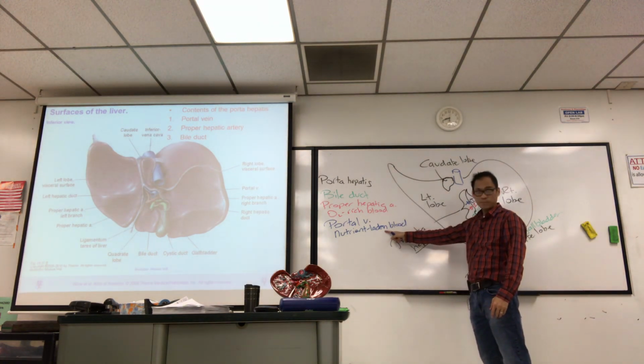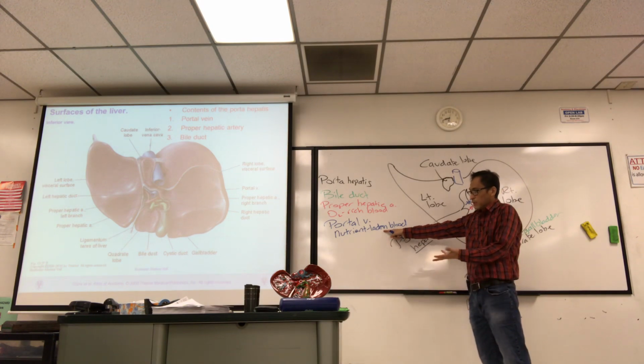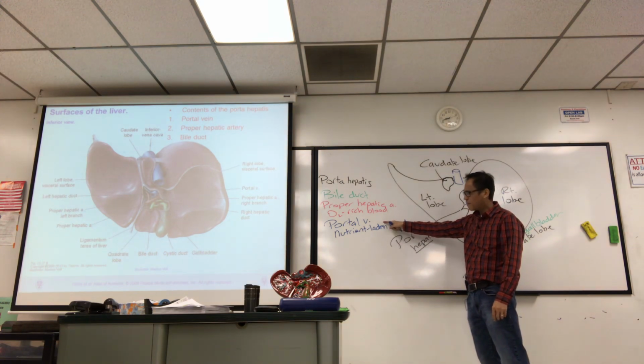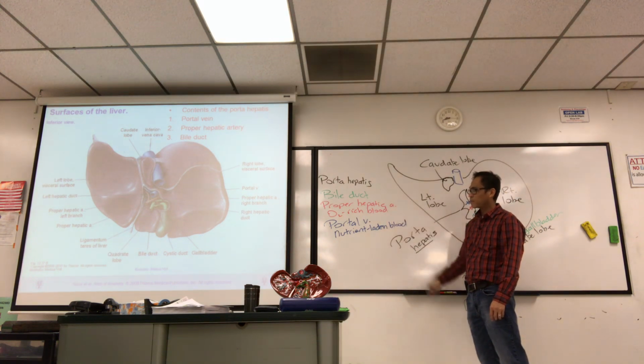This one's important because the liver needs to process all the food you ate. And of course, you also need an oxygen-rich blood supply. It's about 75-25: 75% portal blood, 25% arterial blood.